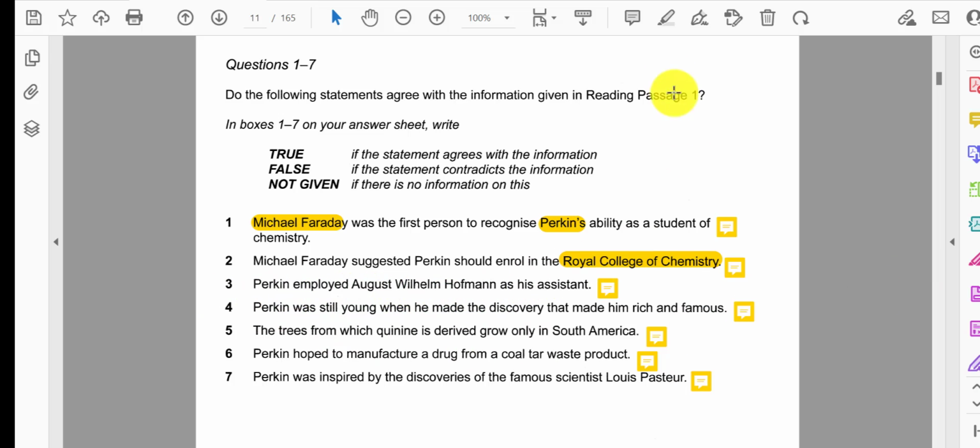Question number 3. Perkin employed August Wilhelm Hoffmann as his assistant. I underline August Wilhelm Hoffmann as my keyword.